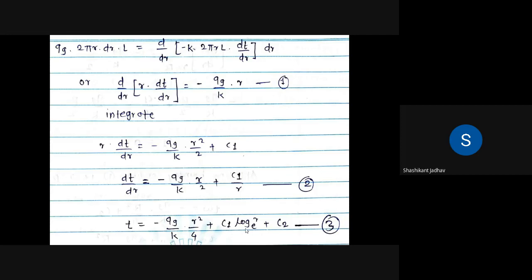Okay, so write down this third equation. T is equal to minus qg by k r square by 4 plus C1 into log r plus C2. Okay, this is the equation number 3. So in this equation two values are unknown, that is C1 and C2. So this constant, how to find out these values of the constant? By using the boundary conditions.